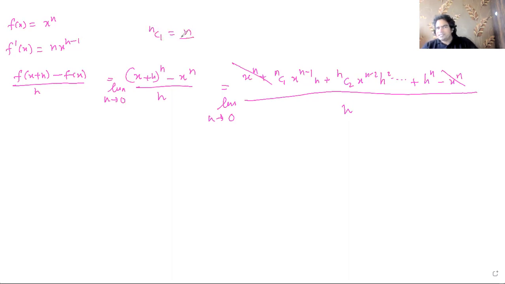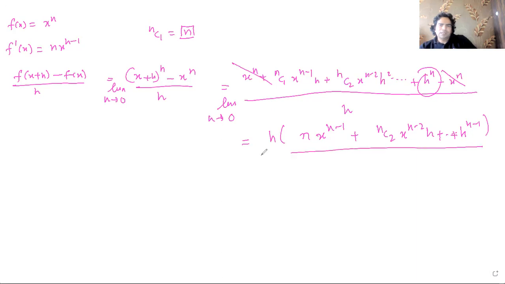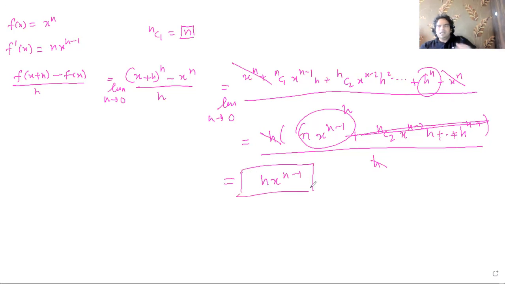nC1, as we know, is n itself. And that's the only part we need to be worried about, because when I take h common, that's the only part which is without h. So it'll be nC1 is n, x to the power n minus 1, plus after that nC2, x to the power n minus 2, h, up till h to the power n minus 1, because if I remove one of the h, it will be left here. This h and h get cancelled. The rest of the terms contain h, so they all become 0. The only term that doesn't contain h is this one. So the derivative of x to the power n, you can see how I proved this, is nx to the power n minus 1.